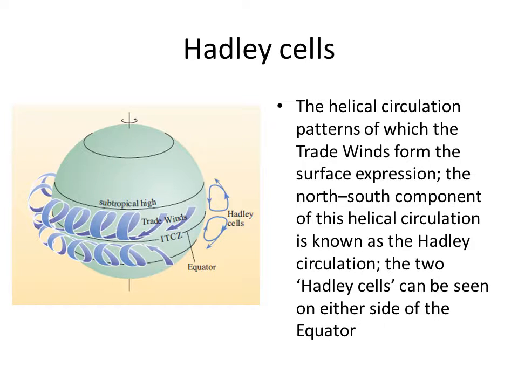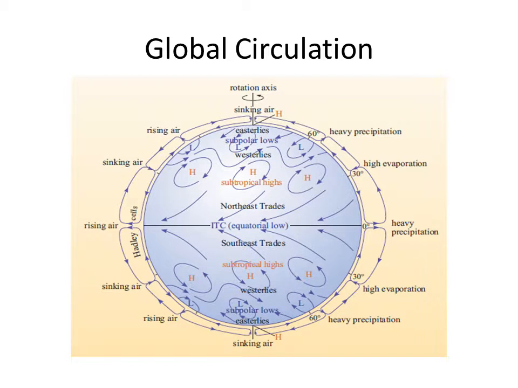Hadley says, the Walker circulation patterns, of which the trade winds form the surface expression. The north-south component of the circulation is known as the Hadley circulation. The two Hadley cells can be seen either side of the equator. This is the diagram of the general global circulation of the atmosphere.